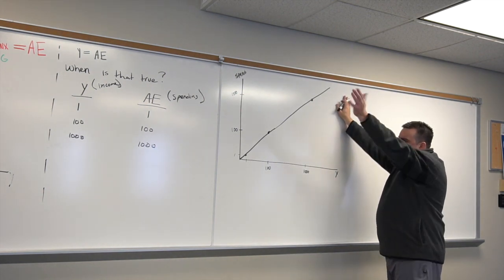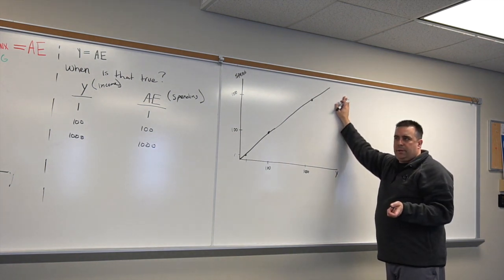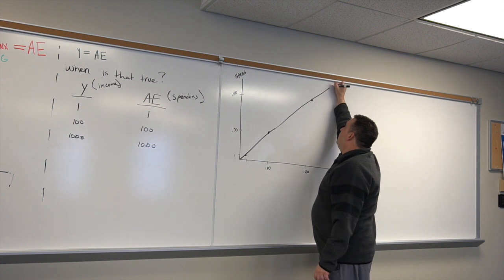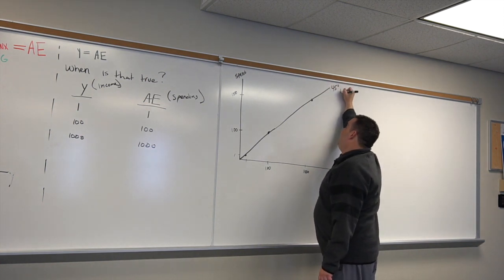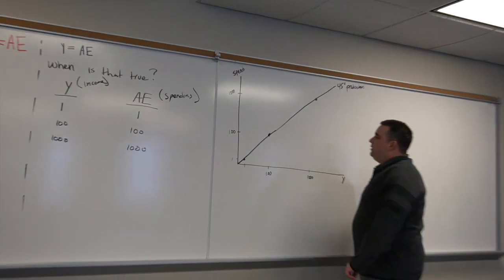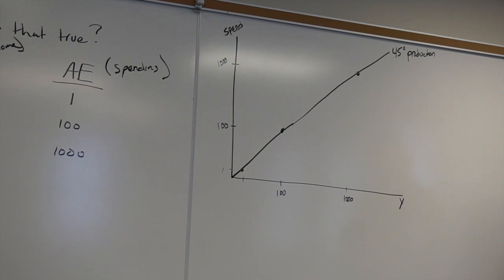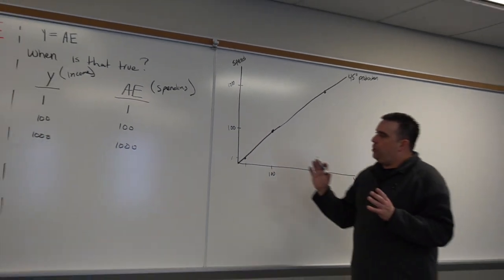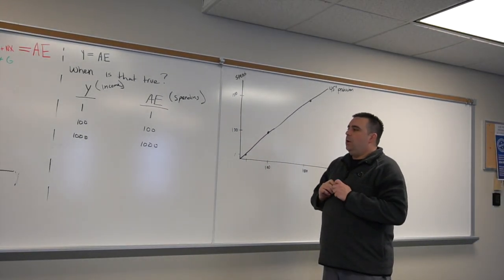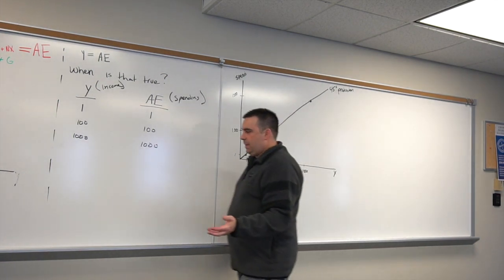It makes a nice, pretty 45-degree angle function. We are super uncreative in economics. We called this line the 45-degree production line. So the 45-degree production line. So these are all the possible coordinates where Y could equal AE. We want to know, where does Y equal AE?